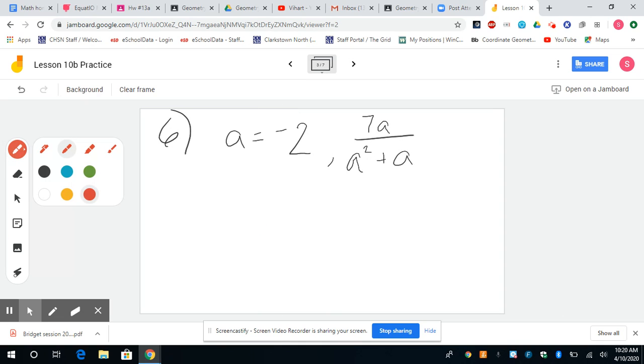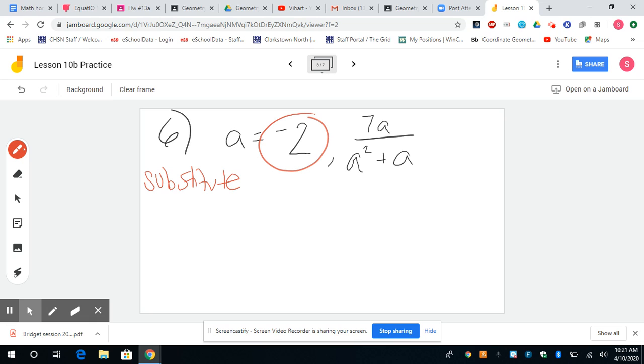All right, number 6. This is substitution. Substitution is when you just plug in the number and evaluate what the expression is equal to. This is like a skill you guys have been practicing. So wherever I see an A, I'm going to plug in a -2. Well, what's the operation between the 7 and the A? Multiplication. And then I have -2 squared, put it in parentheses. Whenever you substitute, you should be putting it in parentheses.